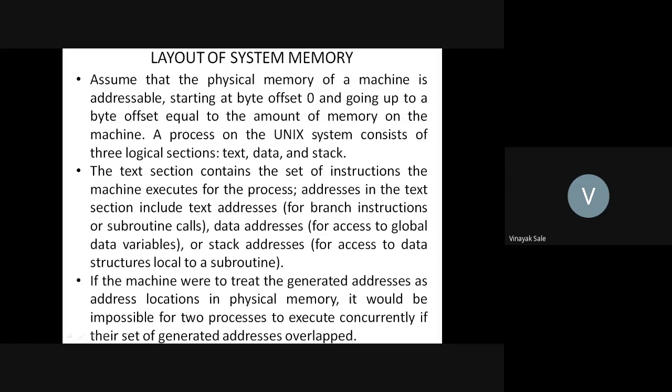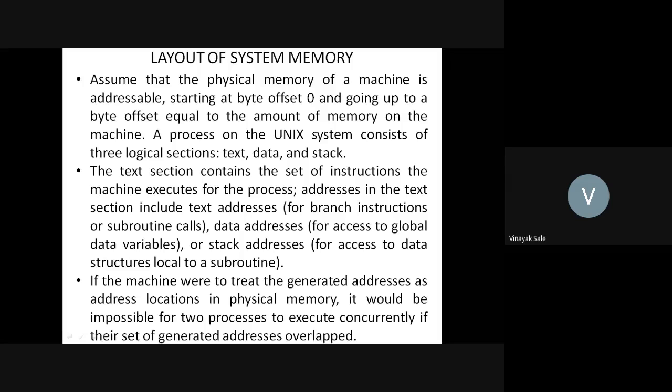The addresses in the text section include a text address for branch instructions or subroutine calls. Then the next part is the data address: a data address for access to global data variables, or a stack address for access to data structures local to a subroutine.